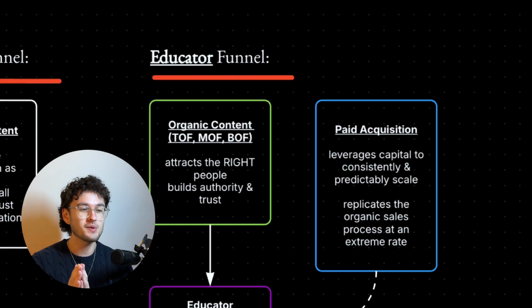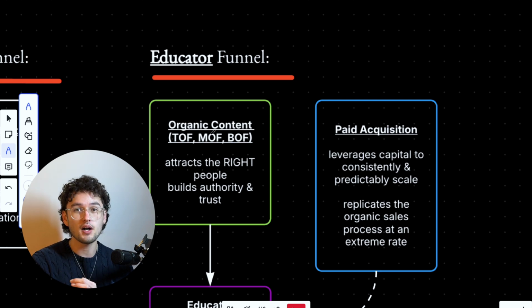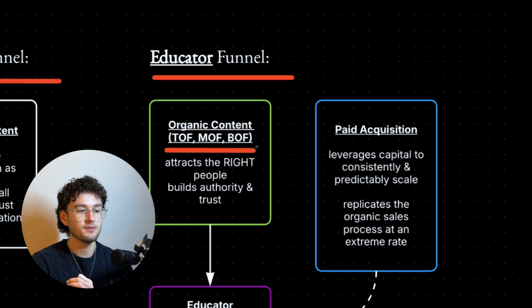Now, the educator funnel is a type of funnel that a lot of the biggest coaching businesses right now are leveraging in order to overcome those problems that I just described. So it's very similar, but it's different in very unique ways. So first of all, with the organic content, people divide their content into top of funnel, middle of funnel, and bottom of funnel. And I'll explain how that works in Tom's case in a second.